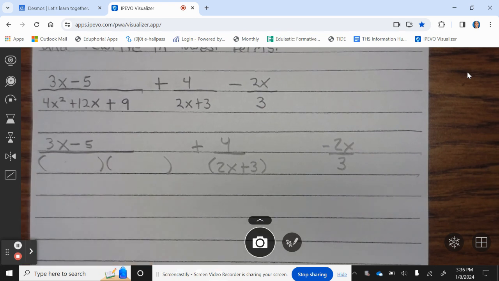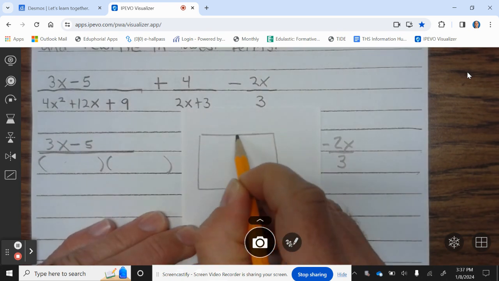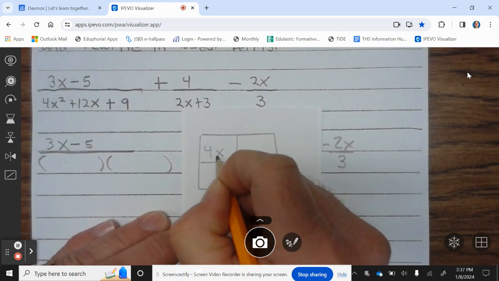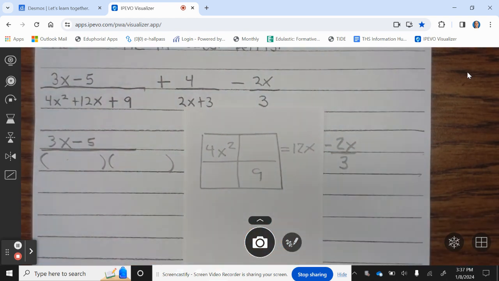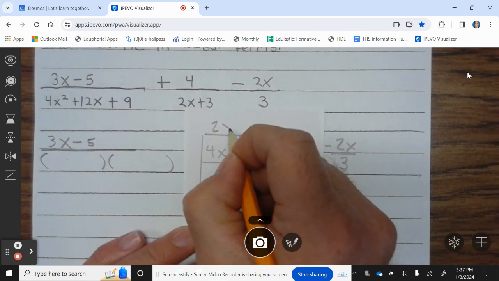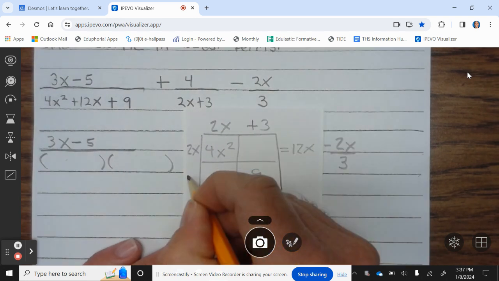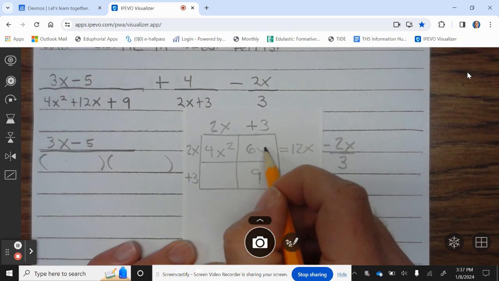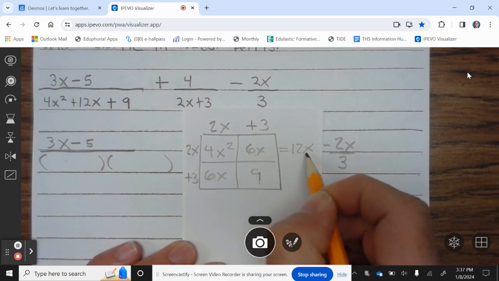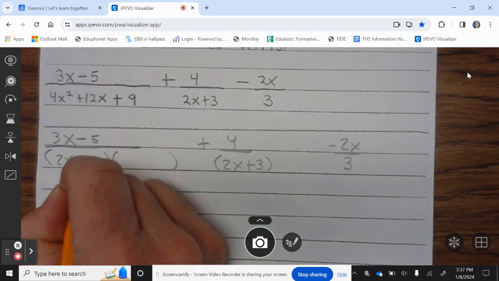To factor this, we're going to use the reverse box method. So 4x squared and 9 equals 12x. Now, to make 4x squared, we can do 2x and 2x. And to make a positive 9, we can do plus 3 and plus 3. Let's make sure that works. 2x times 3 is 6x. 3 times 2x is 6x. 6x plus 6x is 12x. So that works.